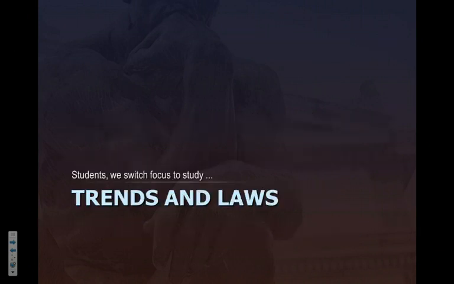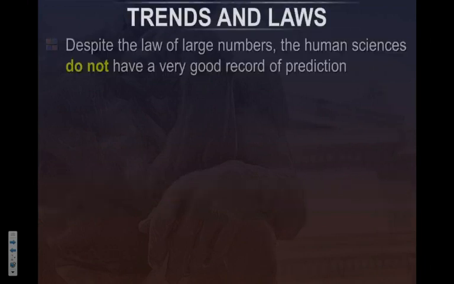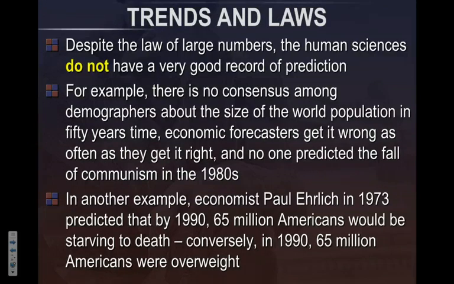They're too random. Okay, so let's use some different wording here. Let's switch our word from the word law to the word trend. For example, there may not be any consensus about the exact size of the world population in 50 years' time. So if we're trying to predict what the world population is going to be like 50 years from now, it's more likely that they'll get it wrong as much as they might get it right.